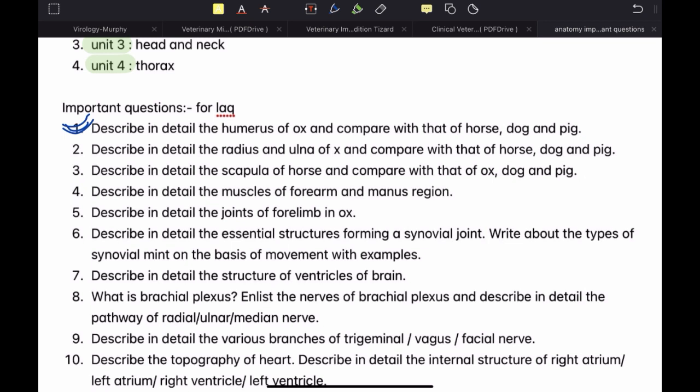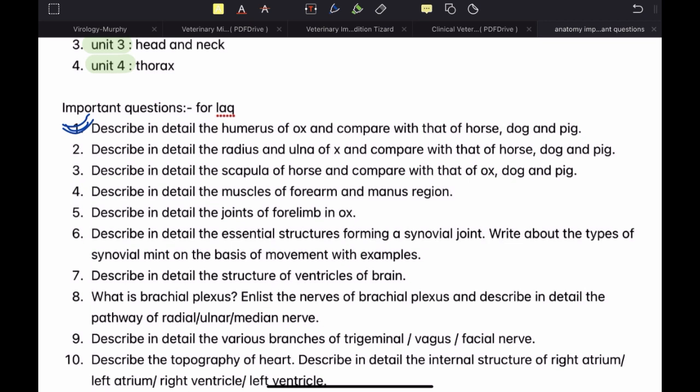Then when you're starting the description, always start with the definition. Of course it is not possible to have the perfect definition of all the structures, so you just make something. It doesn't need to be very perfect, but it must mention certain things like the location.